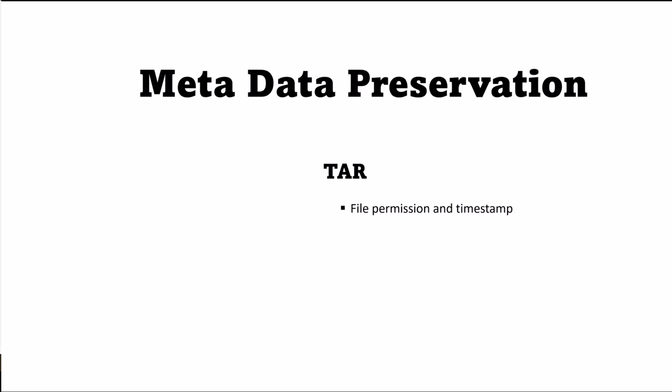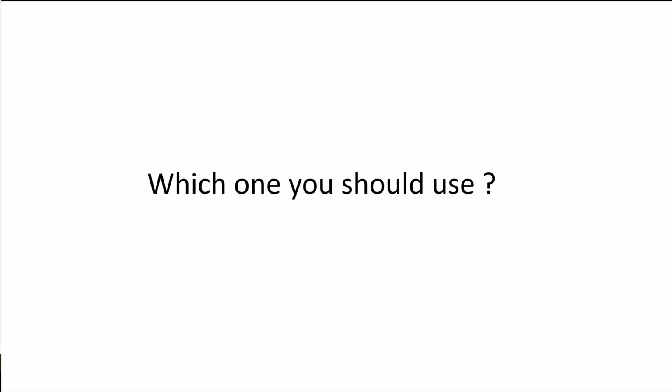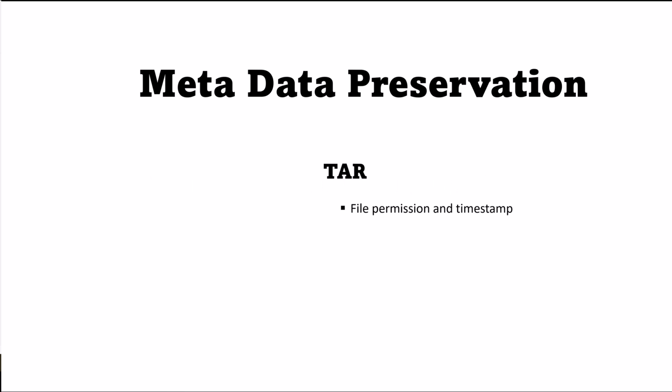Finally, let us talk about metadata preservation. Tar is excellent at preserving metadata like file permissions and timestamps, crucial in Unix/Linux systems. Zip maintains basic file attributes but might not perfectly preserve Unix-specific metadata.